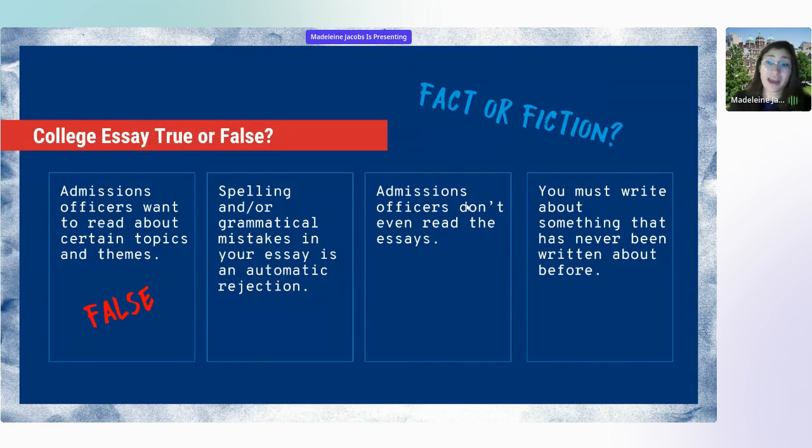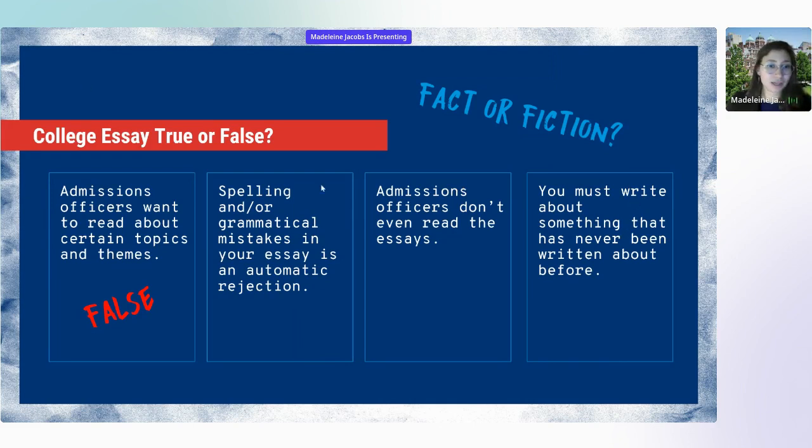I always use the example 5 students could write about running the same cross country race. And I would get 5 very different pieces of writing because it's all about your unique voice and your unique perspective. So that's 5 different perspectives on the same race, and I'm going to see 5 different unique personalities and get 5 really different takeaways from those essays.